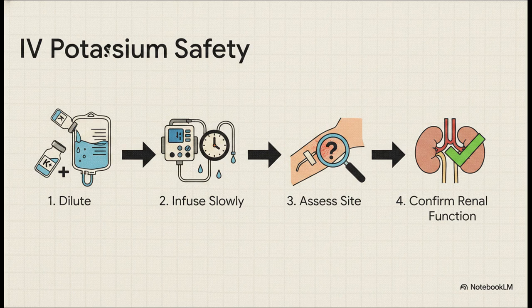These are the golden rules for IV potassium. It always has to be diluted in a big bag of fluid. It has to be infused slowly, usually no more than 10 per hour. You've got to watch that IV site constantly because potassium is super irritating to the veins. And you absolutely must make sure the patient is peeing before you start that drip.